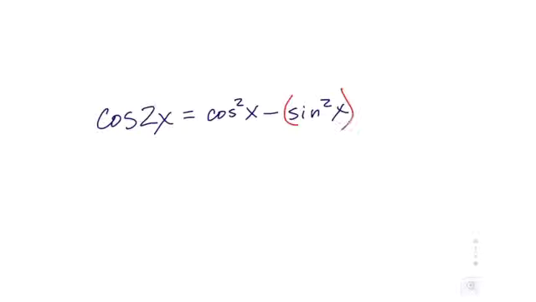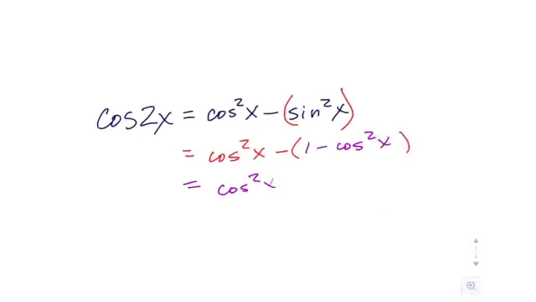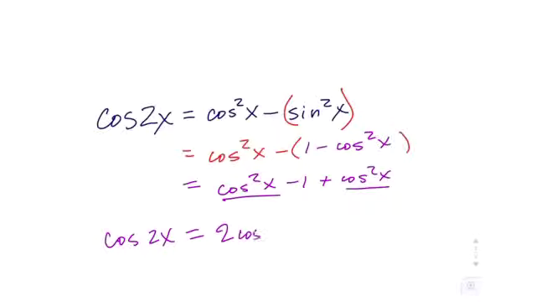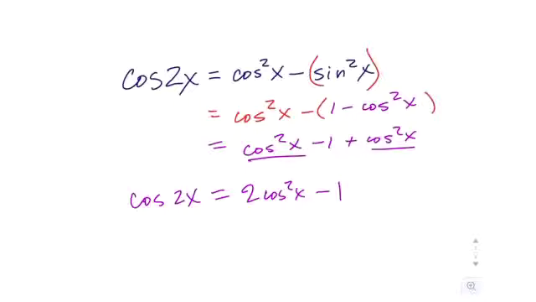If I want to put this in terms of cosine exclusively, let's put parentheses around the sine squared and replace it with what it's equal to in terms of cosine. That's 1 minus cosine squared. And now if I distribute the negative, I get cosine squared minus 1 plus cosine squared. And then if I combine those two like terms, I'm going to write this left side down again. Cosine of 2x is equal to 2 cosine squared of x minus 1. So that's one of the other 2 versions. And again, you don't have to memorize that version because it comes so freely and easily from Papa Pitt.